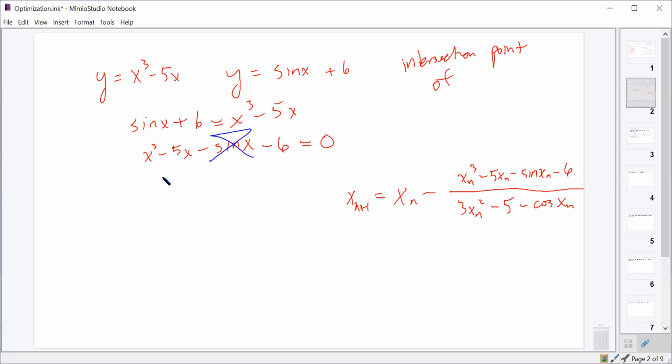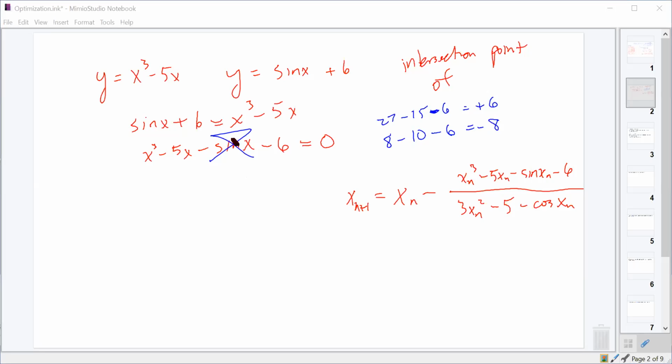I think 3 would make this positive, right? 27 minus 15 minus 6 equals positive 6. 3 would make this thing positive because the minus sine x is only going to be somewhere between negative 1 and 1, and so that'll still be positive. But 2, 8 minus 10 minus 6 is going to be negative 8, and this plus or minus 1 is not going to affect it too much, right? So between 2 and 3, it looks like that's where it's going to cross through the x-axis.